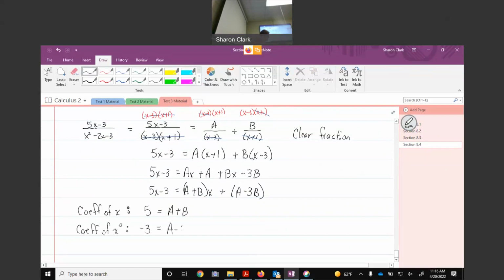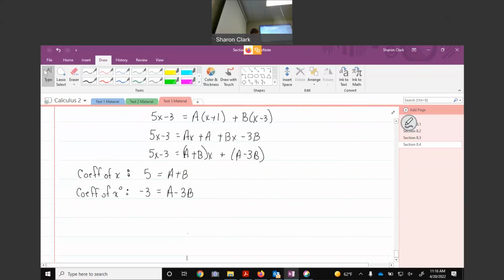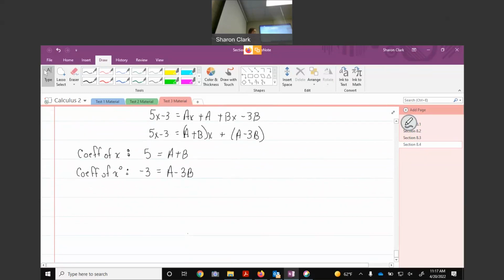There's multiple ways. You can do substitution or elimination. Since it's A plus B, it's pretty easy to do substitution, but you can do elimination. It comes out to the same answer. We're going to do A plus B equals 5. So B equals 5 minus A.